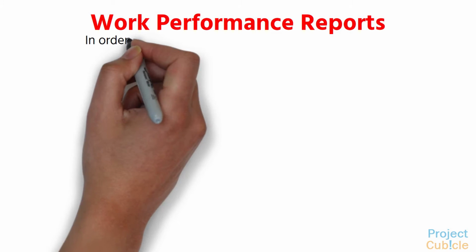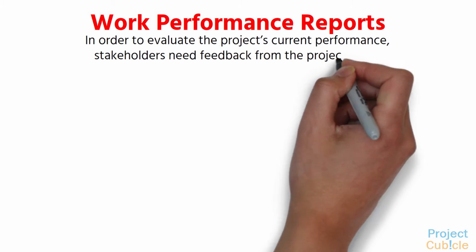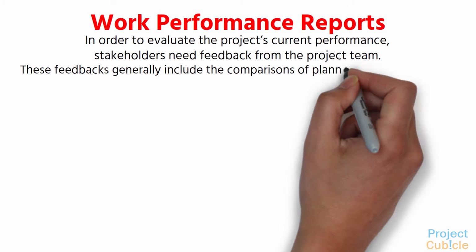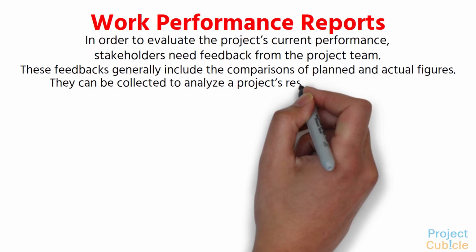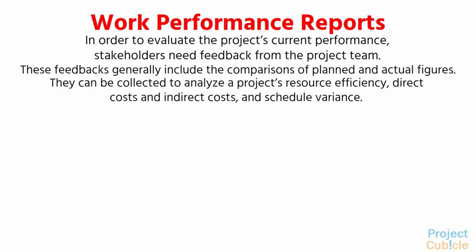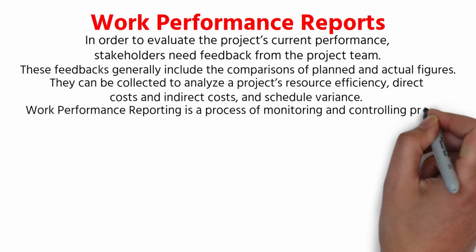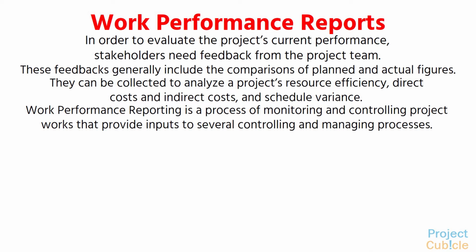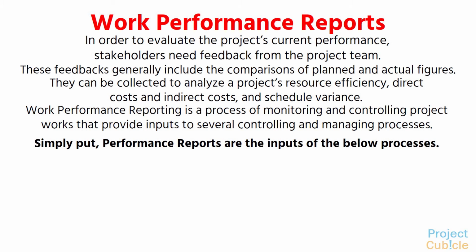Work performance reports. In order to evaluate the project's current performance, stakeholders need feedback from the project team. These feedbacks generally include comparisons of plan and actual figures. They can be collected to analyze a project's resource efficiency, direct costs and indirect costs, and schedule variance. Work performance reporting is a process of monitoring and controlling project work that provides inputs to several controlling and managing processes. Simply put, performance reports are the inputs of the below processes.